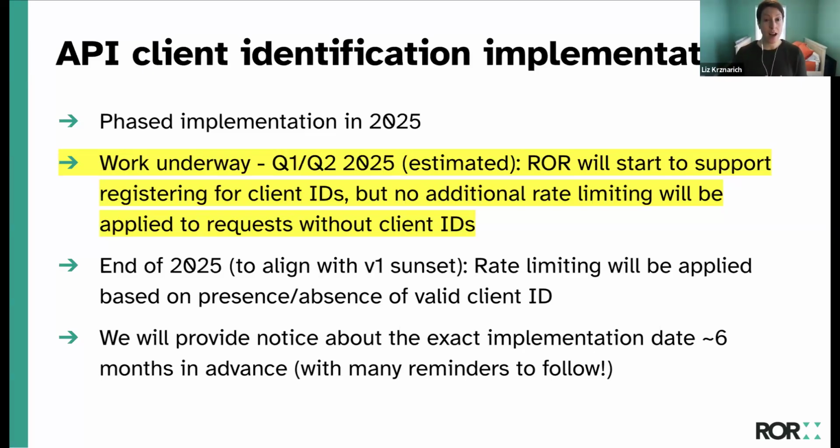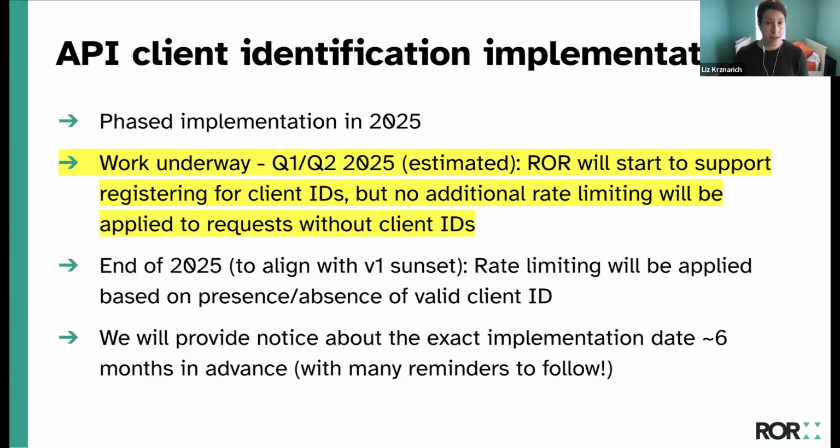So we're still trucking along on time as planned, with our preview, kind of beta version available end of Q1, beginning of Q2. We're not going to be applying any rate limiting based on presence or absence of client identifiers at that point, but we will be releasing it for people to test out. And our plan is still that at the end of 2025, to align with the API version 1 sunset, we will start applying rate limiting based on the presence or absence of a valid client ID, and we'll be putting out much more information as we launch that client ID registration process.